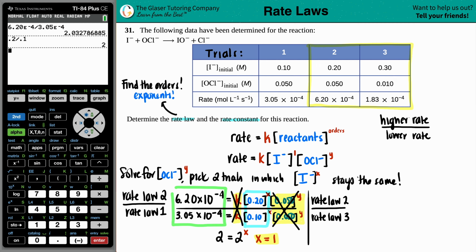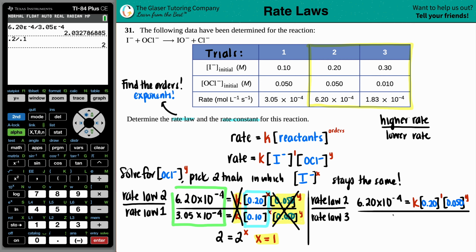Okay, so essentially, literally the same thing that we wrote for this one is going to be the same as rate law 2. Rate law 2 was 6.20 times 10 to the negative 4th equals the K value times the concentration of those 2 reactants. So what do we got? We got 0.20 and we have 0.050. And now we know that the 0.20, that's the I minus, is going to be raised to the first. And this is going to be the Y value.